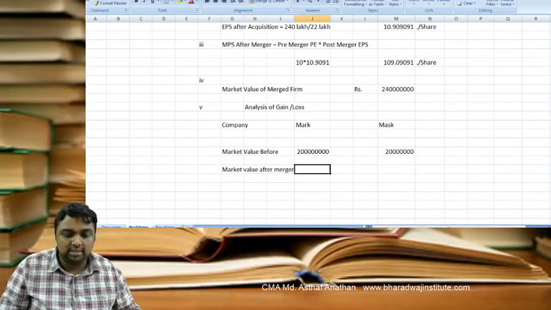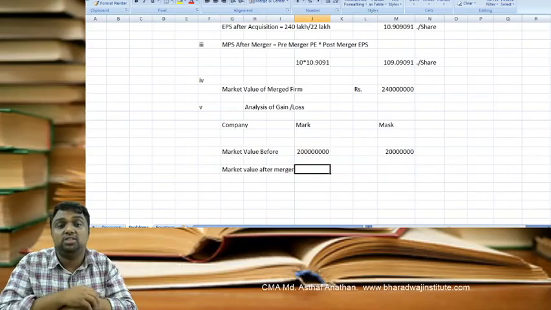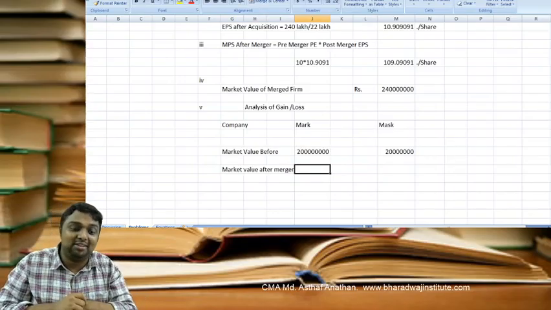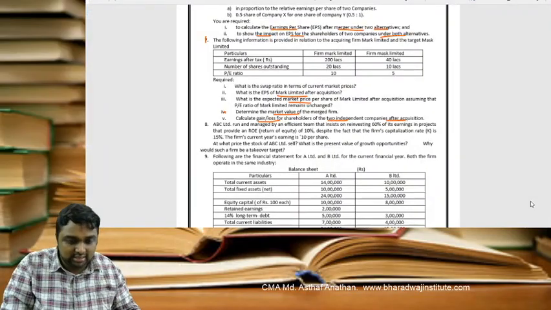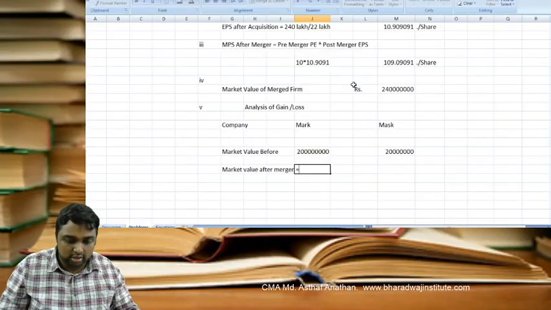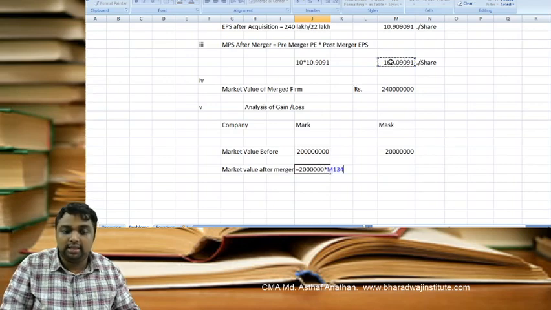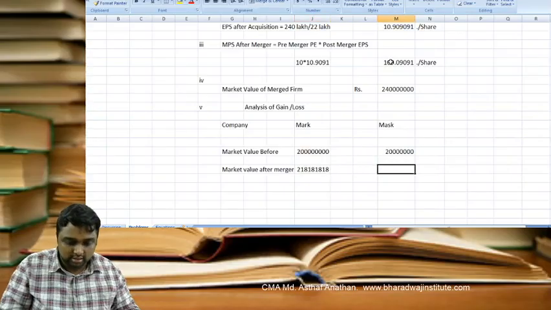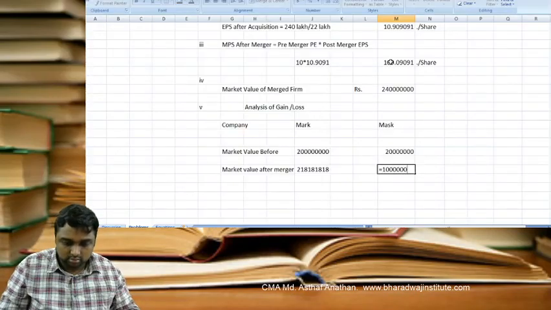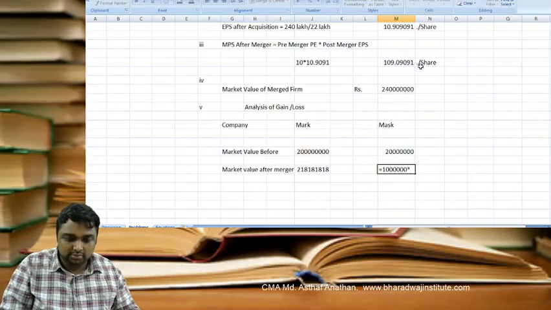After merger, we do it for existing shareholders only. After merger, we have what we call 240 crore. Only existing, so that means the existing number of shares, from the perspective of existing data, 20 lakh. Market price increased to 109. So here you have the market price this much.